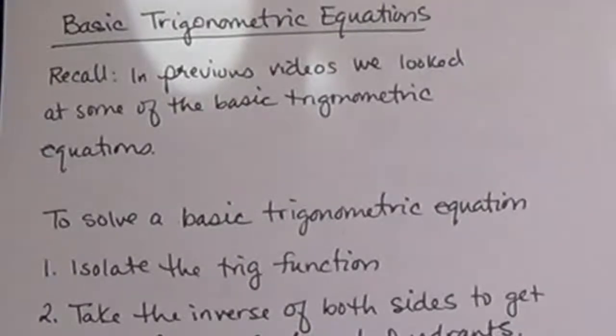In this video, we're going to look at basic trigonometric equations. Recall in previous videos we looked at some of the basic trigonometric equations. These were things like sine of theta equals root 3 over 2, or cosine of theta equals a half.